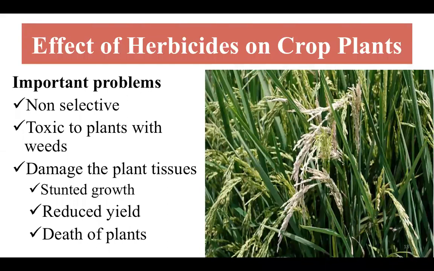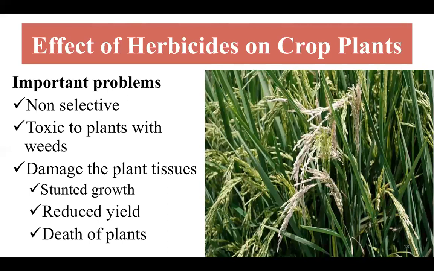So they also have certain effects on the crop plants. For example, an important problem with broadcast application is that they are non-selective. They are toxic to a wide variety of plant species and not just the weeds. If the herbicides are not used properly, damage may be caused to the crop plants, especially if too large a dose is used or if spraying occurs during a time when the crop species is sensitive to that herbicide.